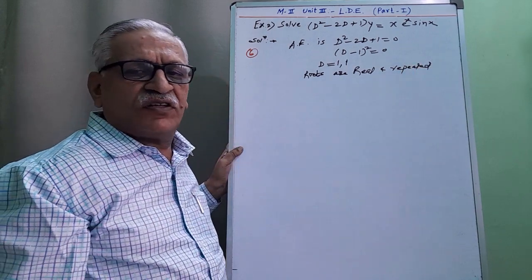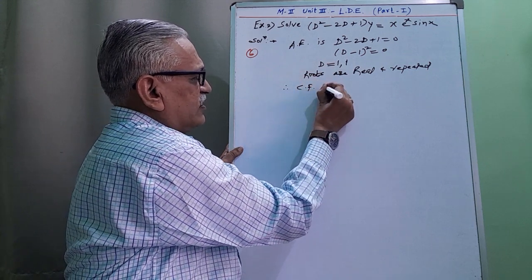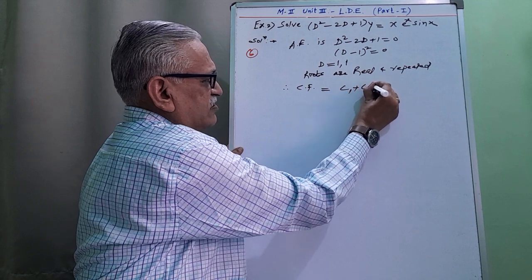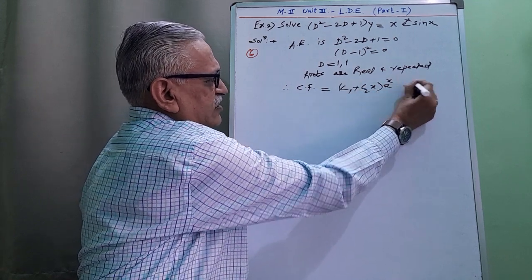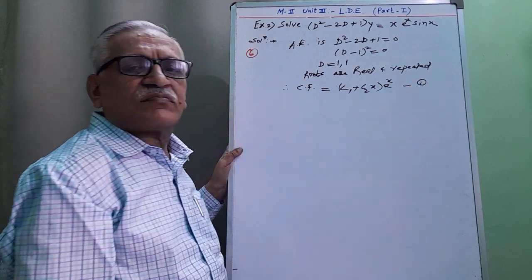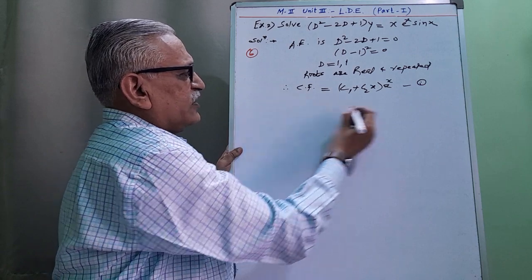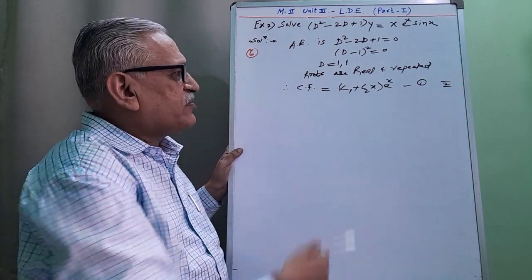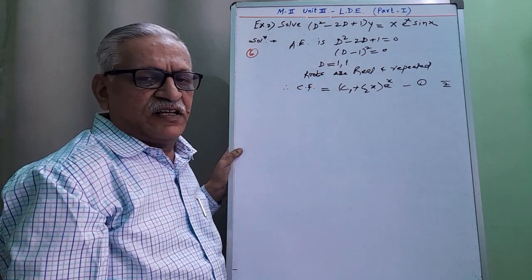Second case for CF, and therefore complementary function is (C1 + C2 x) multiplied by e^x, and we call this equation 1. For the steps up to this, you will get 2 marks, meaning finding the roots and then writing the CF.